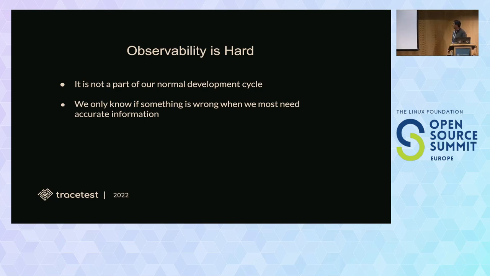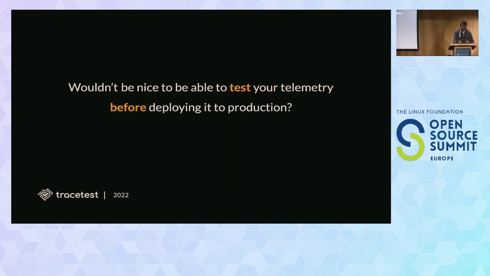So observability is hard. It's not a natural part of normal development cycle. I think over time it becomes one, but I think initially it's kind of a bolt-on. And then the only way we know something's wrong is when we need it most, and we need accurate information. You might have a trace that might show a value, but did you actually test the trace? Do you actually know the values that are in it are proper and working? So, wouldn't it be nice to be able to test your telemetry before you deploy it to production?